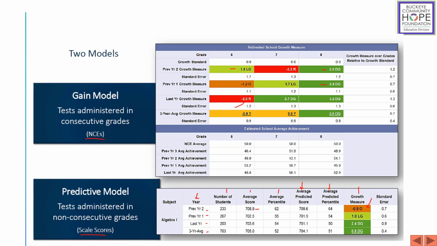Just like we come up with the growth up above, the calculations to get there are different. They use different values, but the end result looks very similar. And we have a standard error, and we have a standard error on our top report as well. So as you can see, that's the basics of it. Let's look at it a little bit more.